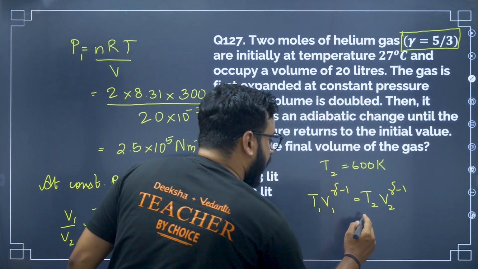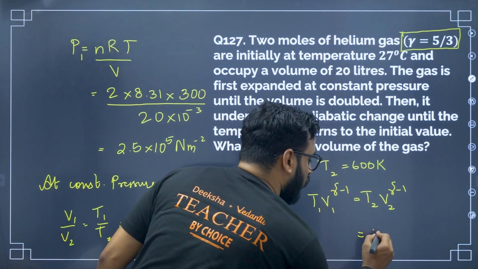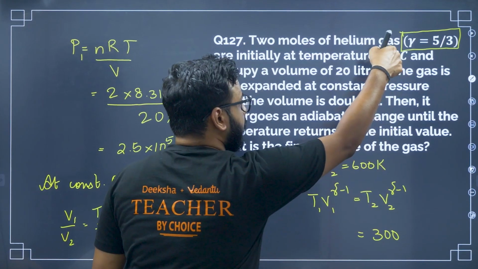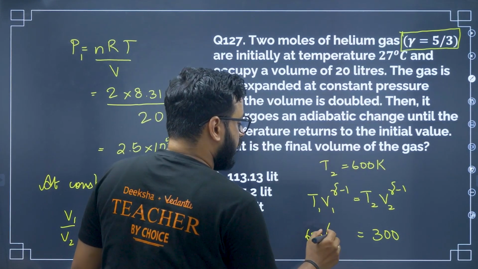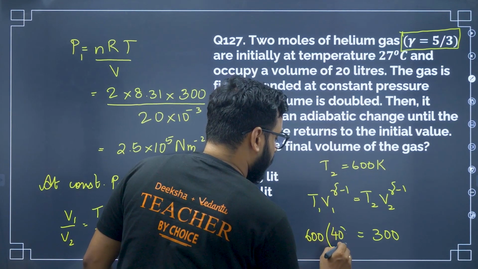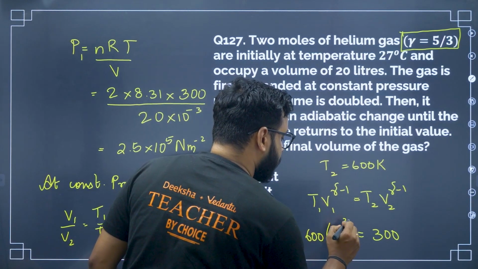So it returns back to the original temperature. Finally it goes back to the original 300 Kelvin, and it was 600. The volume is around 40 into, with 5 by 3 minus 1 being 2 by 3.